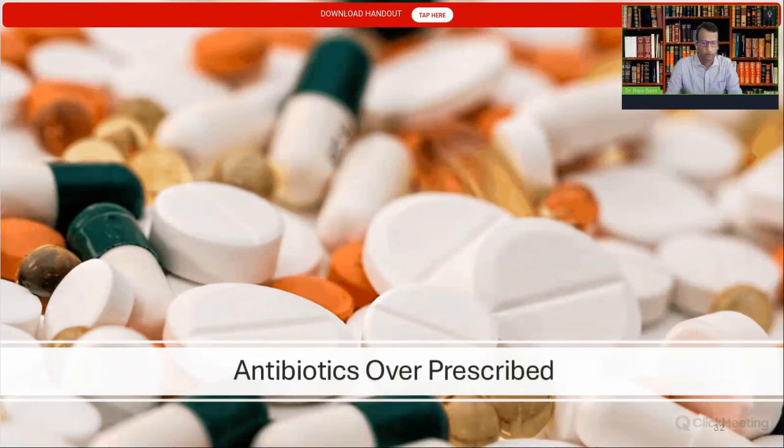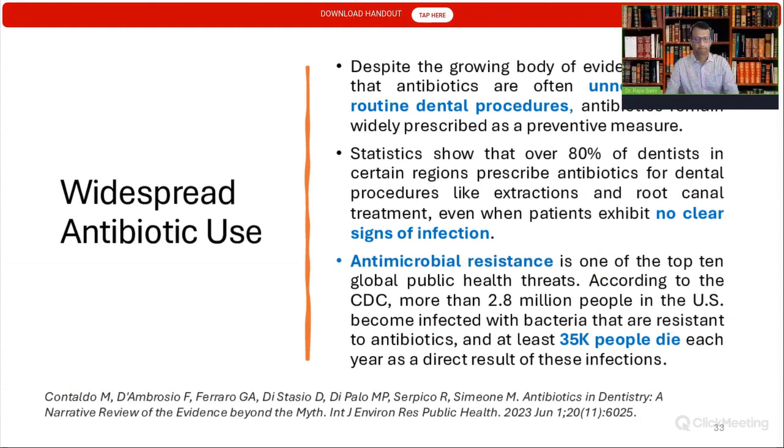Now I want to touch upon an important topic about antibiotics being prescribed, because we believe that there is one solution to fix post-op infection, and that is by giving antibiotics. Widespread use of antibiotics is there. Despite strong evidence, it has been shown that antibiotics are unnecessarily prescribed in dental procedures.